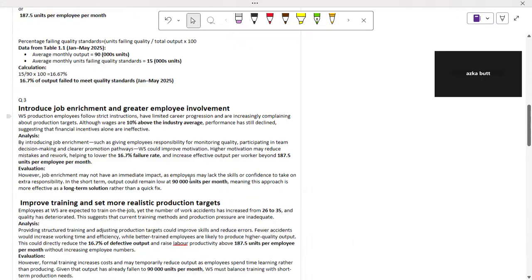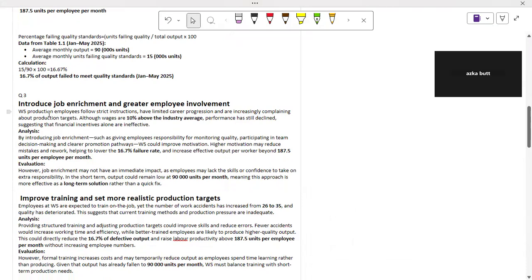So my first approach I'm going to use is job enrichment. So you can write the definition of job enrichment first. WS production employees follow strict instructions, have limited career progression, and are increasingly complaining about production targets. Although wages are 10% above the industry average, it means there is no problem with the wages. Performance has still declined, suggesting that financial incentives alone are ineffective.